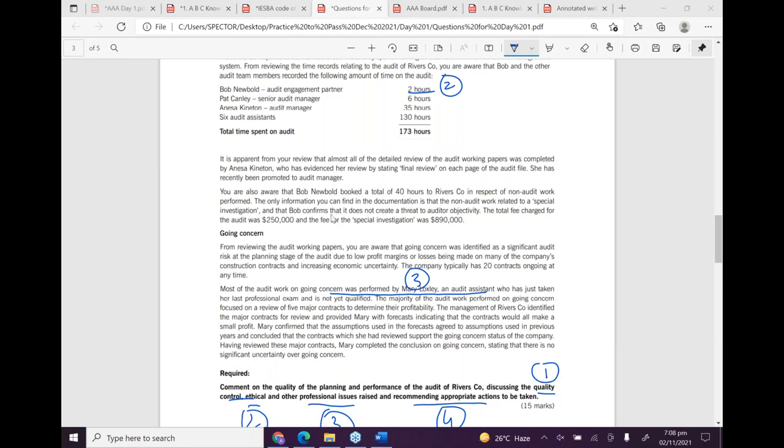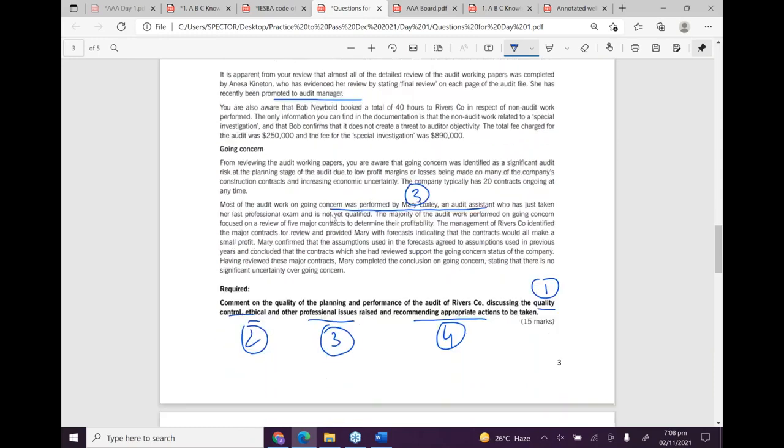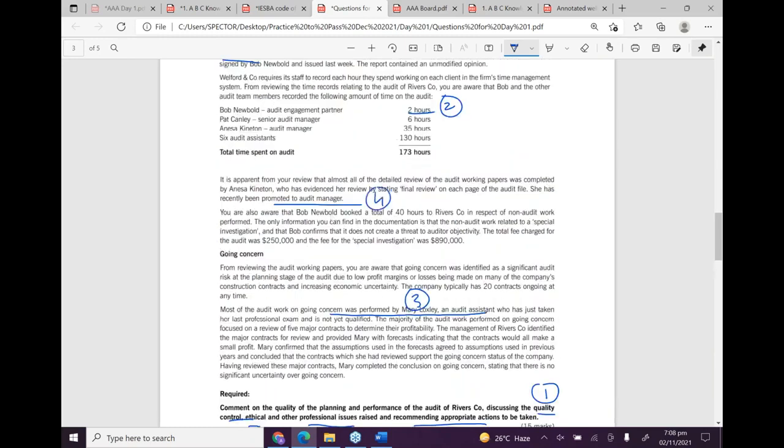The recently promoted manager has been doing a lot of work. So I have slight concerns about her supervisory skills. Had the partner been there, I would have been fine. I have concerns because he didn't spend a lot of time along with the senior audit manager, and most of the work was done by the manager who was recently promoted.